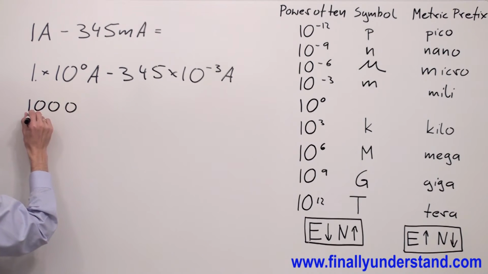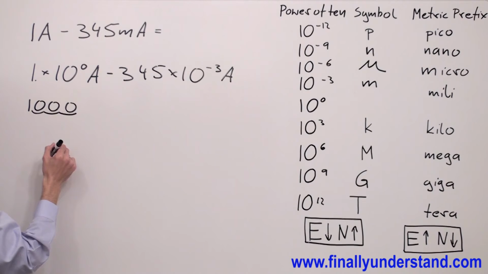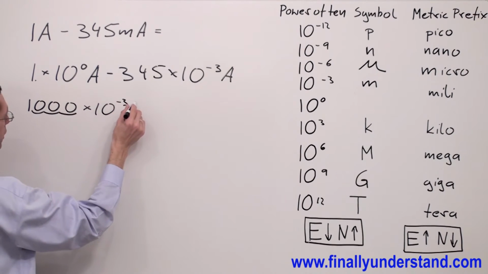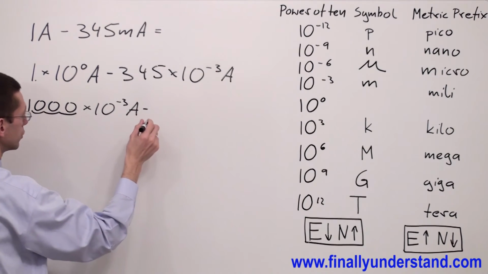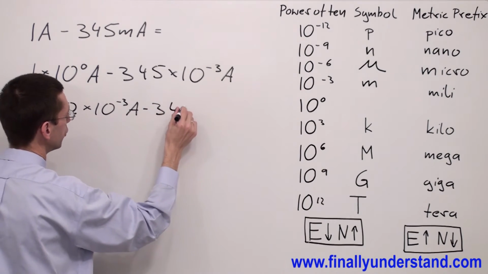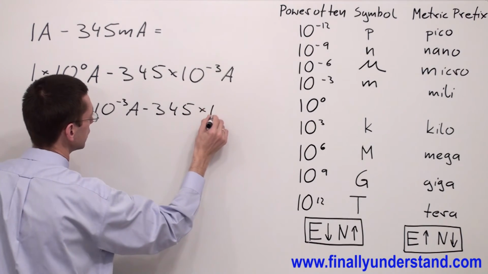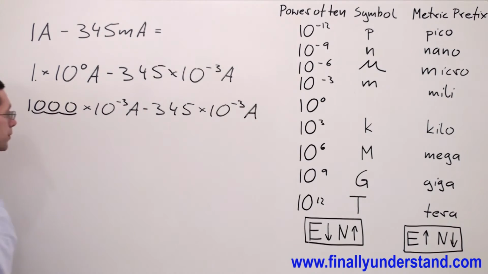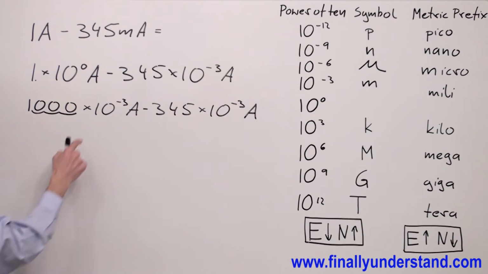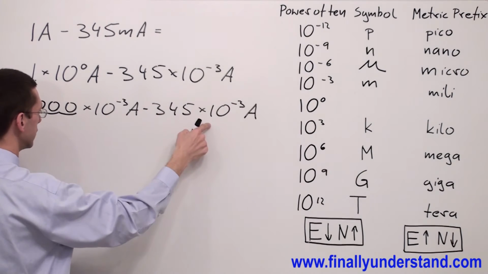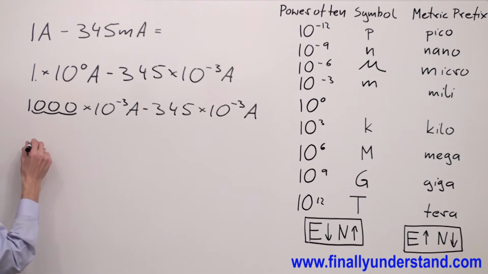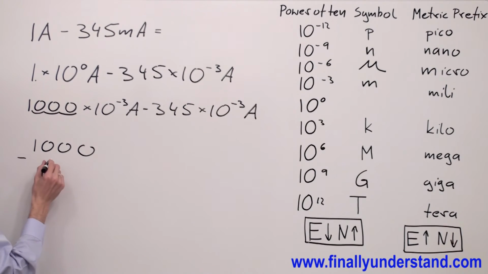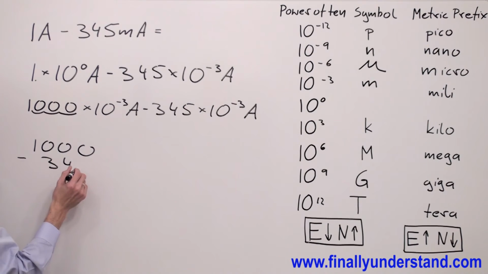1000, because I move my decimal point 3 times to the right, times 10 to negative 3 amps, minus 345 times 10 to negative 3 amps. My powers of 10 are identical. That's why I can perform the subtraction. I have 1000 minus 345.